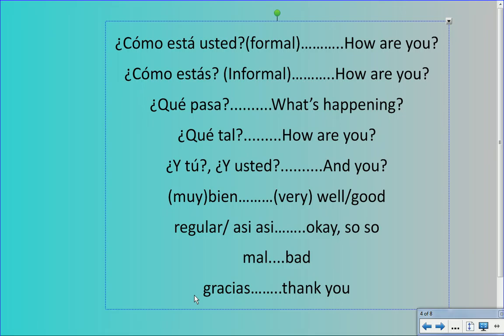And then last but not least, gracias. Generally, when somebody asks how you are, it's natural to respond to them, to say thank you, and then ask about them. So for example, in English we'd say, hey, how are you? Oh, good, thanks. And you? Okay, so in Spanish it would sound like, ¿Cómo estás? Bien, gracias. ¿Y tú? So, that's common, so you would need that in this case.